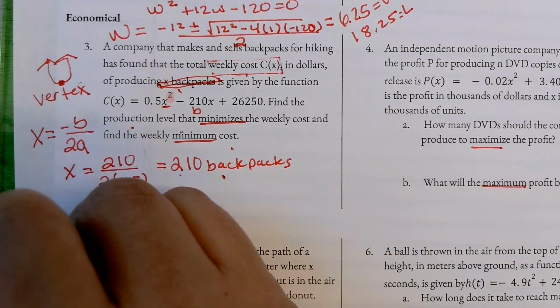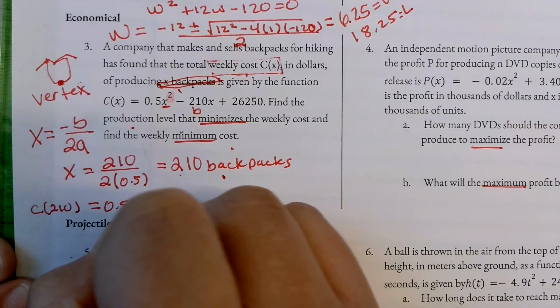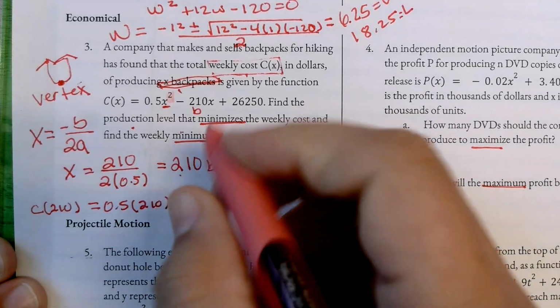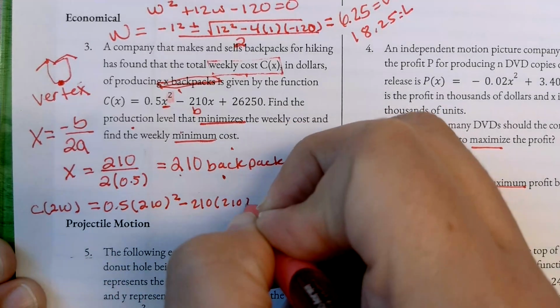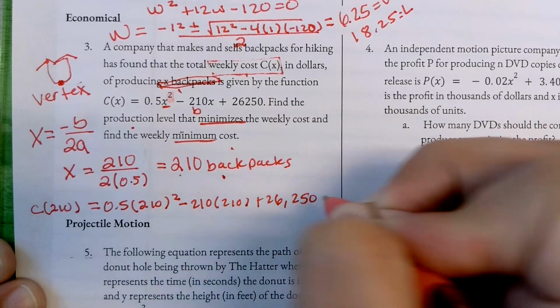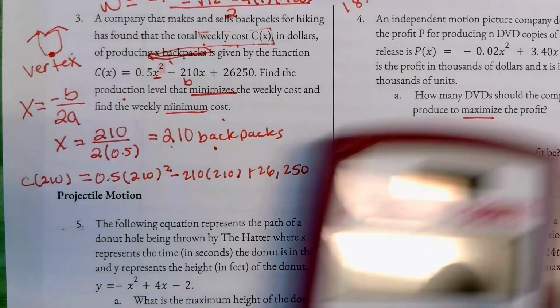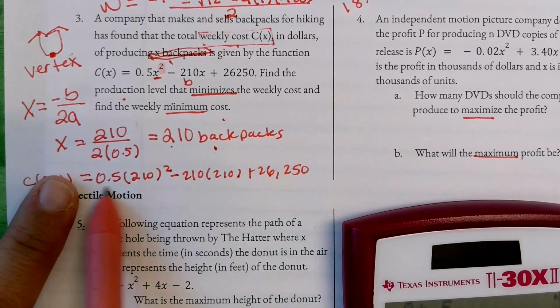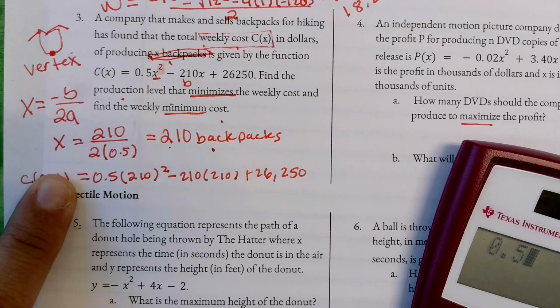So we can plug in x into the equation and find out the cost of 210. So the cost of 210 backpacks is 0.5 times 210 squared minus 210 times 210 plus 26,250. Okay, so I'm going to plug that in my calculator just like it is, straight down the middle, and let's see what we get.